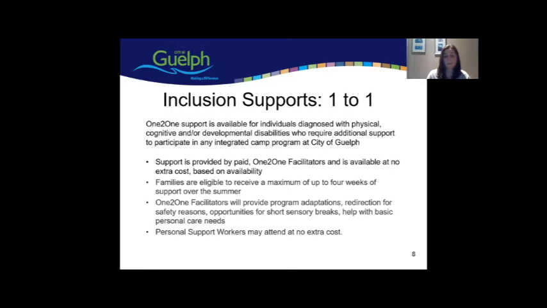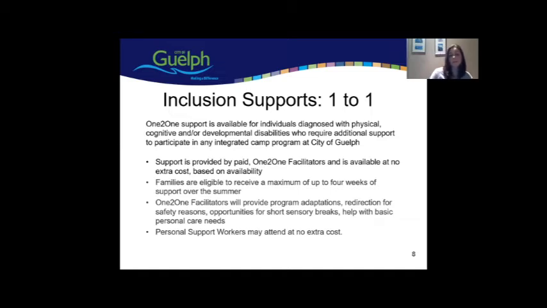These one-to-one facilitators are paid camp counselors, and they're available at no extra cost, based on availability. At this time, families are eligible to receive a maximum of up to 4 weeks of support over the summer. Based on registration and staffing resources, there may be a potential that we can offer more than 4 weeks for families that are looking for that. But we want to try and provide support to as many families as possible.